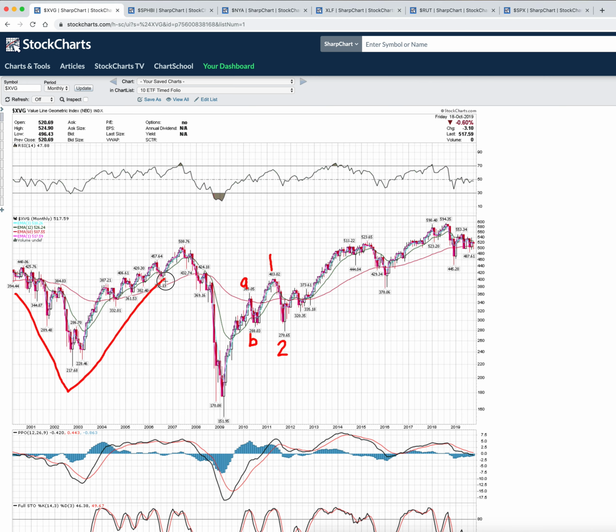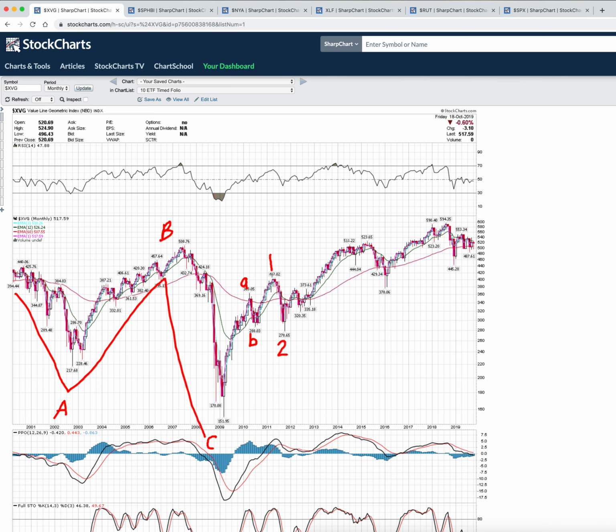This, in my opinion, was a massive ABC correction. So this could be either the leading diagonal of the next major cycle wave, or it could be the ending diagonal of the previous large impulsive wave. So again, let's not get that far. Let's focus on this wave structure here.